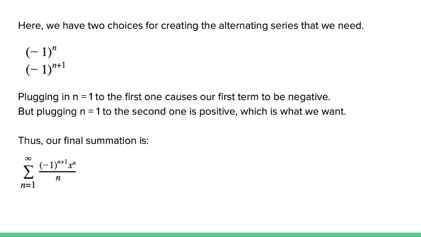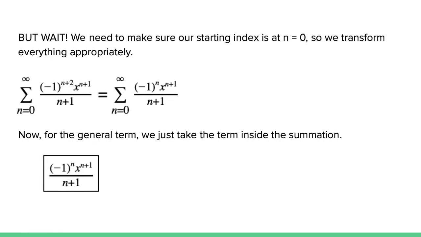Our final summation will be the sum from n equals 1 to infinity of -1 to the n plus 1 times x to the n divided by n. But wait! We need to make sure that our power series begins at an index of n equals 0, so we would have to translate everything appropriately. We get the summation from n equals 0 to infinity of -1 to the n times x to the n plus 1 divided by n plus 1. The question asks for the general term, so we can just take the term inside the summation, and that's our answer.